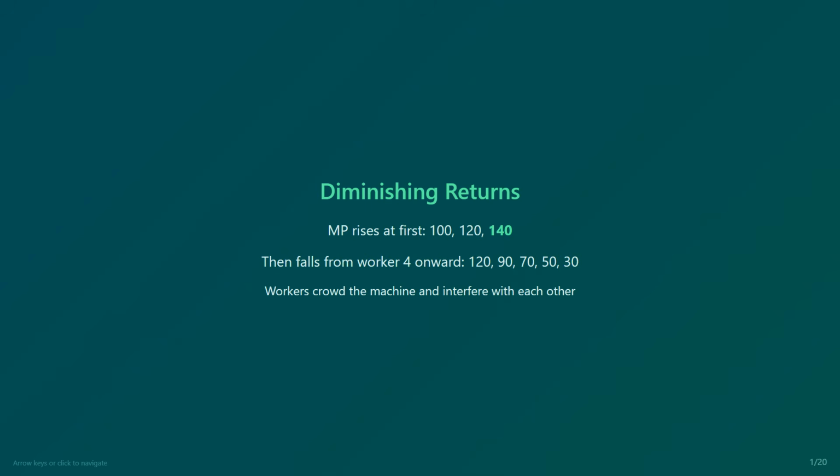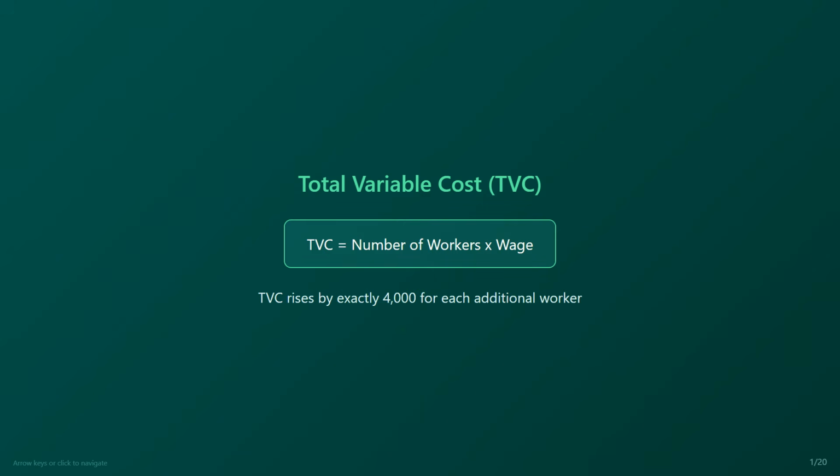What do we see? At first, when we add workers, the marginal product rises, from 100 to 120 to 140. But starting from the 4th worker, the law of diminishing marginal returns kicks in, each additional worker contributes less than the previous one. Worker 4 contributes 120, worker 5 contributes 90, worker 6 contributes 70, and so on. The machine starts getting crowded, workers interfere with each other, and the additional output from each worker declines.